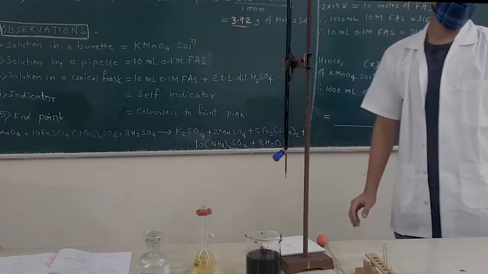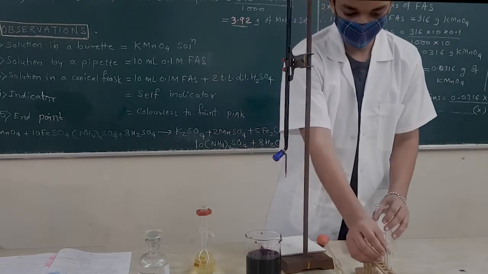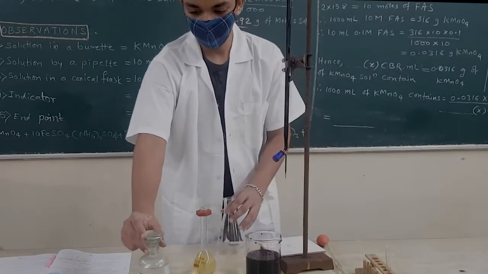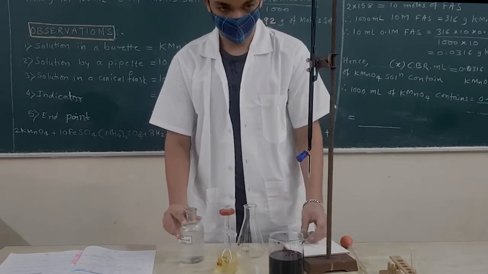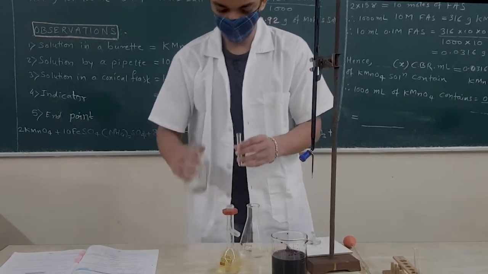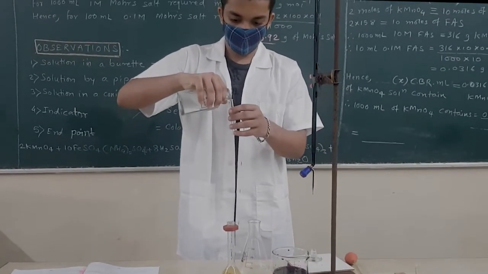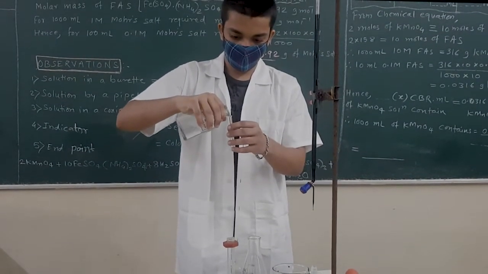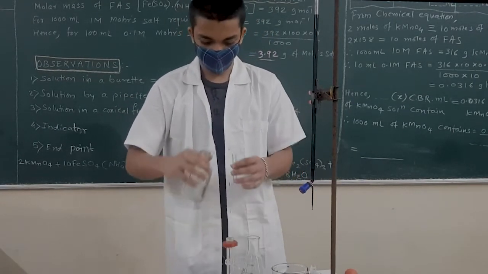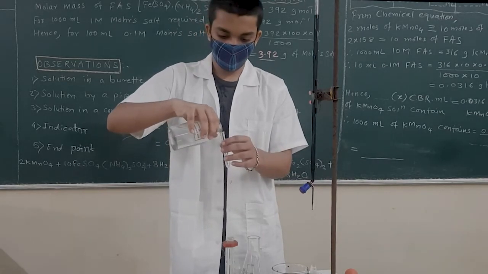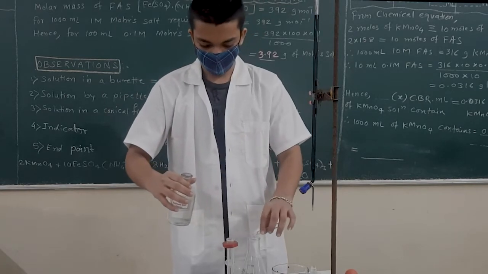In this, we are going to add 2 test tubes of dilute sulfuric acid. Now we are adding dilute sulfuric acid because, as I said, this is a redox titration. We have pipetted out 10 ml of 0.1 molar ferrous ammonium sulfate. Now to maintain the acidic medium, we are adding 2 test tubes of dilute sulfuric acid.